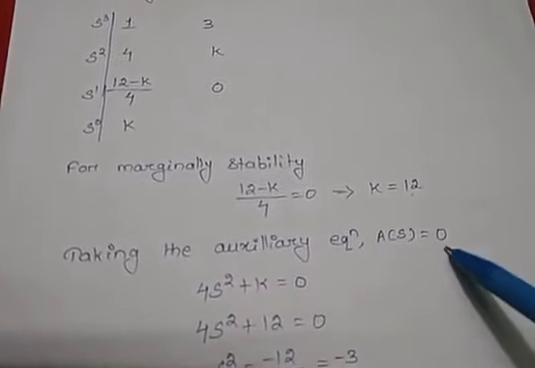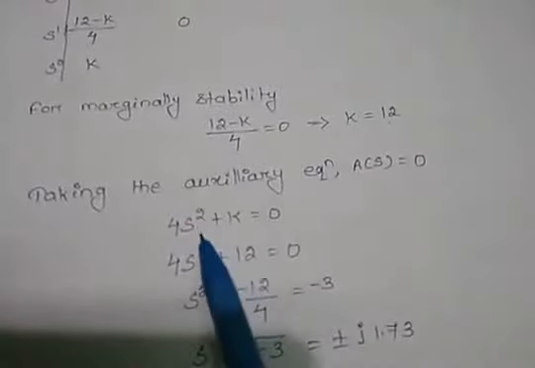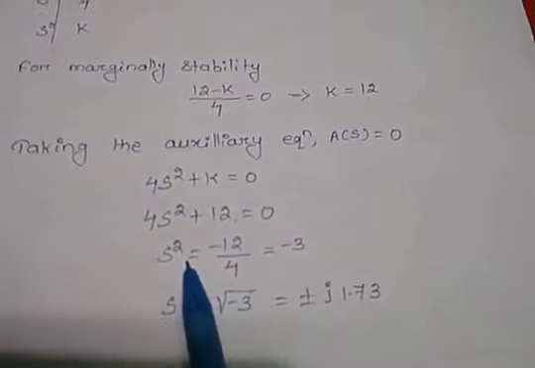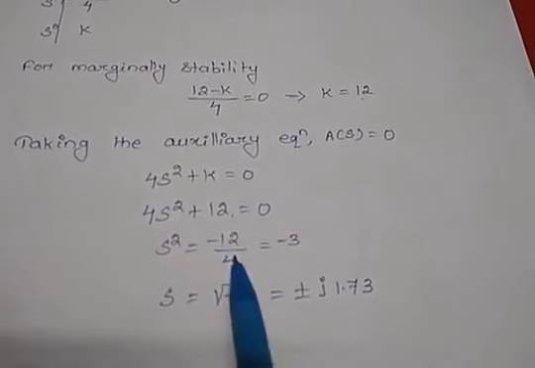Taking the auxiliary equation equal to 0, we get the auxiliary equation 4s square plus k equal to 0. As we know the k value is 12, putting the value of k, we can find the value of s, that is s square equal to minus 12 by 4.